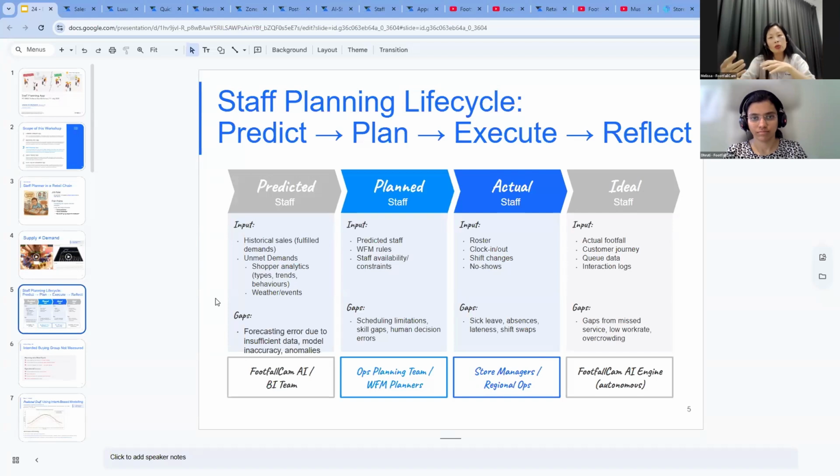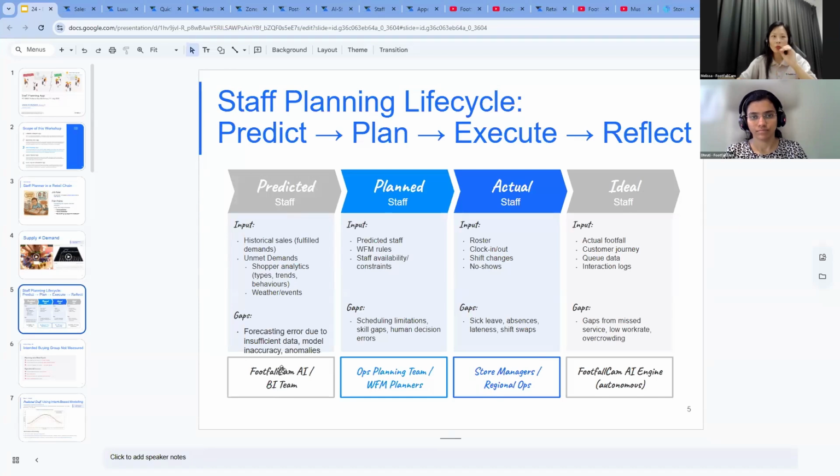So you don't want to overstaff for the wrong crowd. For example, you don't want to overstaff for 3 p.m. because those are just school run parents who are going to come here, just kill time, and they rarely buy. Because if you overstaff for the wrong crowd, it's just wasted cost. So what you need is to predict based on the genuine buying groups, those with intent and the potential to convert. And that's what FootfallCam can give you.